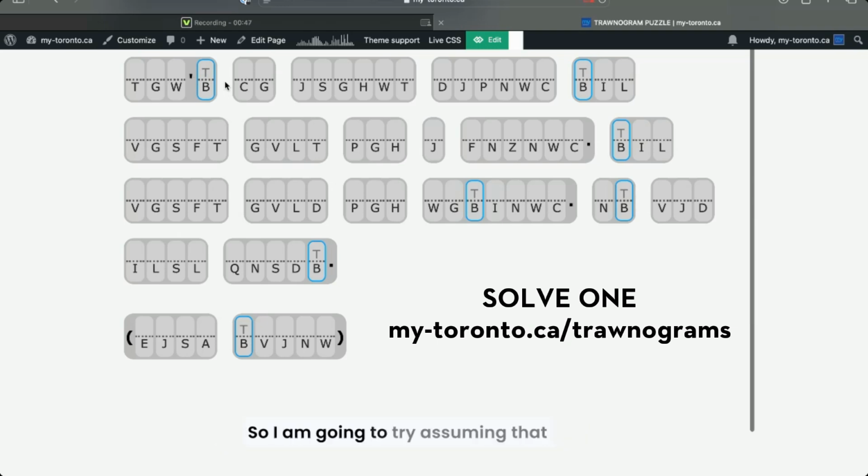So I am going to try assuming that it's either don't, can't, or won't, which are very popular words in the English language. So I am going to put an N here and a T here, and then work with that and see if that's going to get me closer to solving this puzzle.